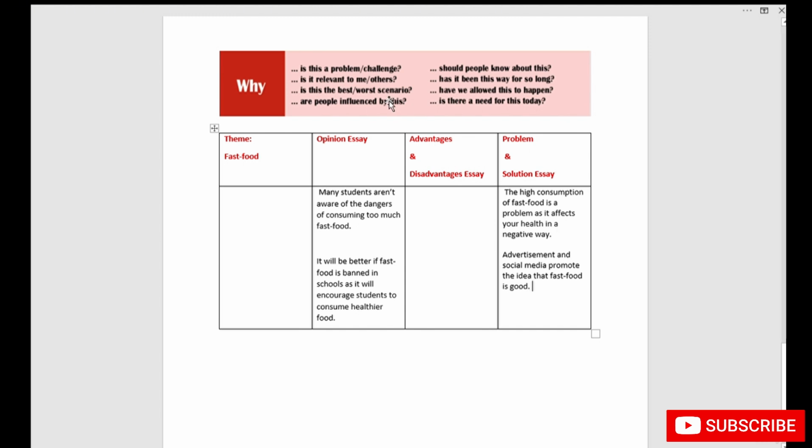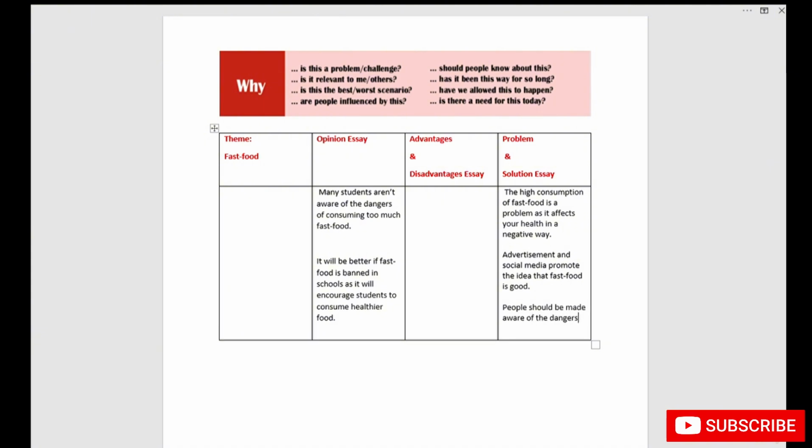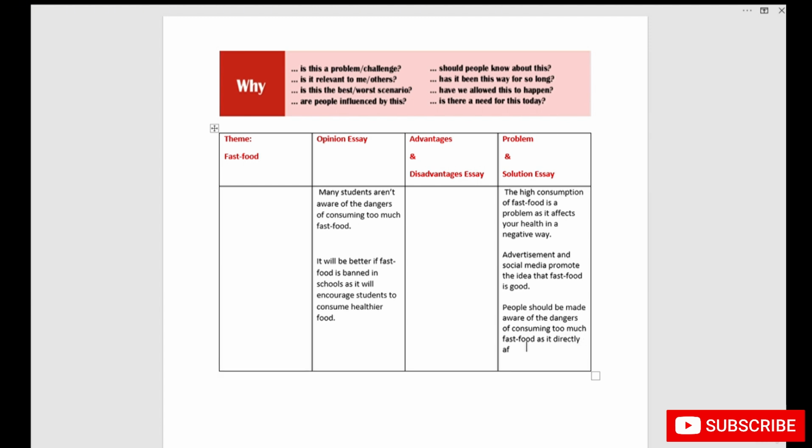And let's look at this part. Why should people know about this? And it can go well with the problem and solution essay part again. So people should be made aware of the dangers of consuming too much fast food, as it directly affects their health.